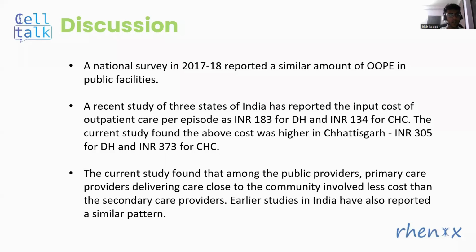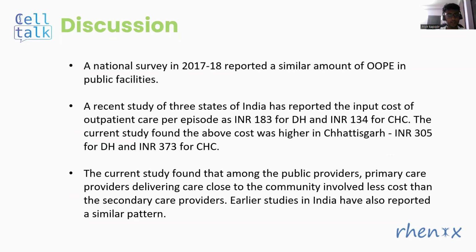Discussion. A national survey in 2017-18 had a similar amount of OOPE in public facilities. A recent study of 3 states of India has reported the input cost of outpatient care as 183 rupees for DH and 134 for CHC. The current study found the above cost was higher in Chhattisgarh, 305 rupees for DH and 373 for CHC.